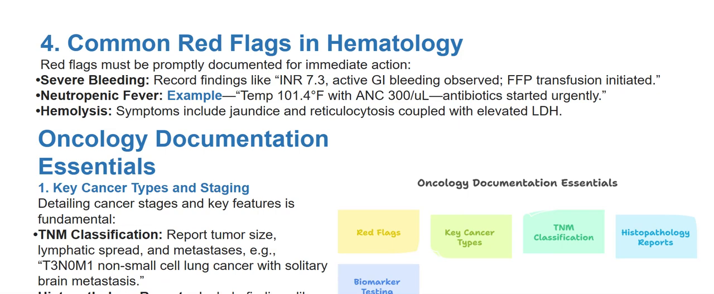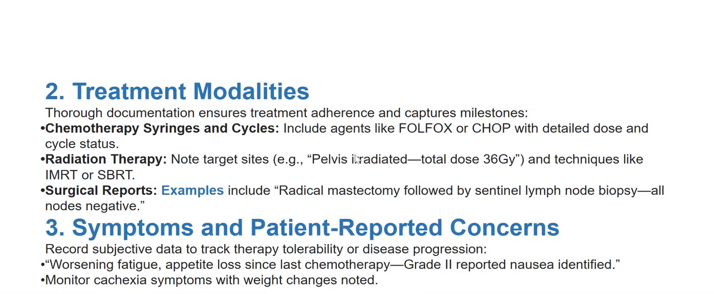Histopathology reports include findings like triple negative breast cancer, Ki67 index 70% indicates high proliferation. Biomarker testing, HER2, EGFR, and ALK are critical for targeted therapies. And here is a diagram showing the oncology documentation essentials.